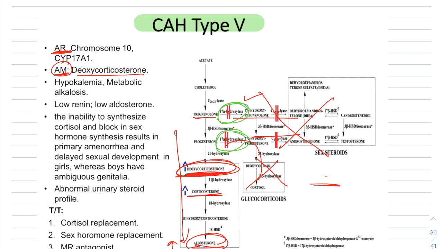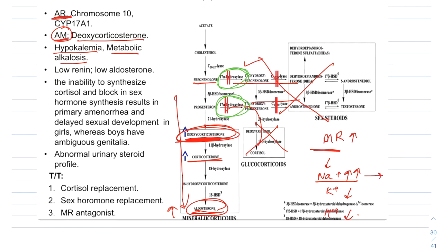Because the mineralocorticoid action is increased, it will cause an increase in sodium reabsorption, and potassium will become low, hydrogen will become low. So it will be associated with hypokalemia and metabolic alkalosis. Because of increased sodium, there will be plasma volume expansion, which will cause suppression of the RAS, the renin angiotensin aldosterone system, and this will cause low renin and low aldosterone. Aldosterone will be low, so the main mineralocorticoid will be deoxycorticosterone.